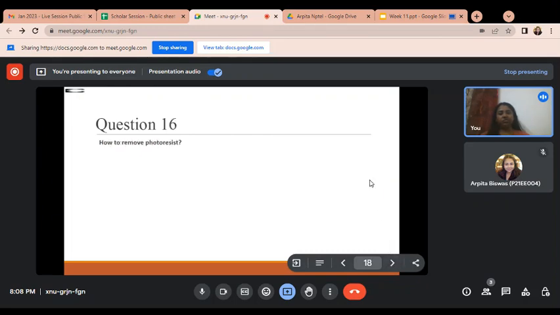So next we are moving towards question number 16, how to remove the photoresist. After the etching process there is photoresist present on the upper side of the chromium gold, which is the remaining portion and which was actually used as a masking layer. So how to remove that photoresist?